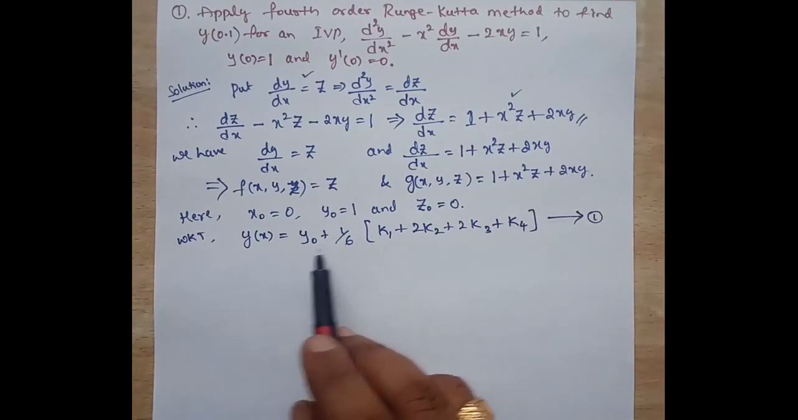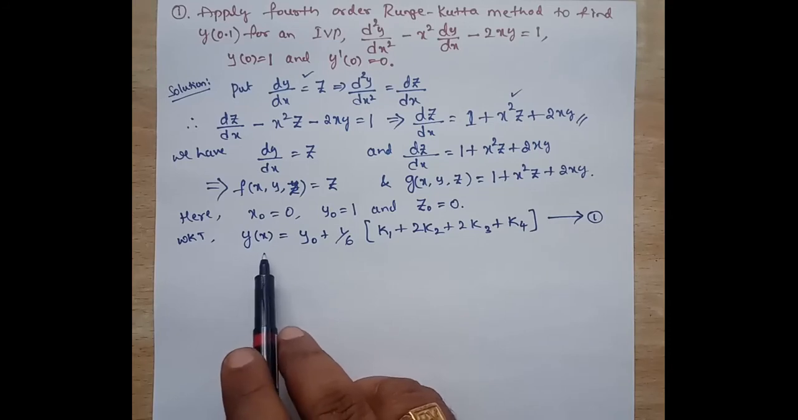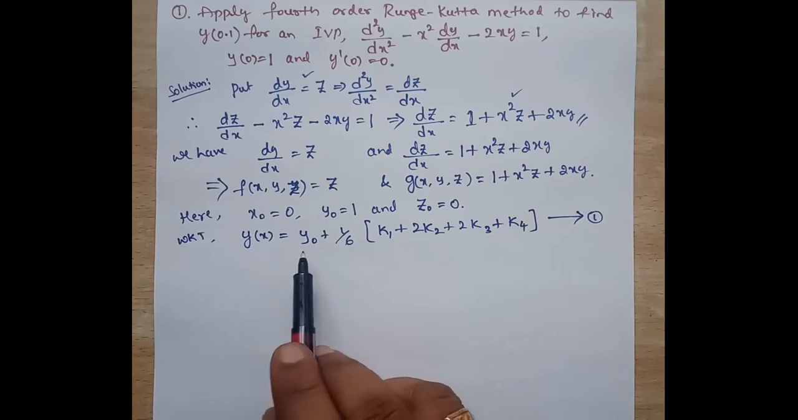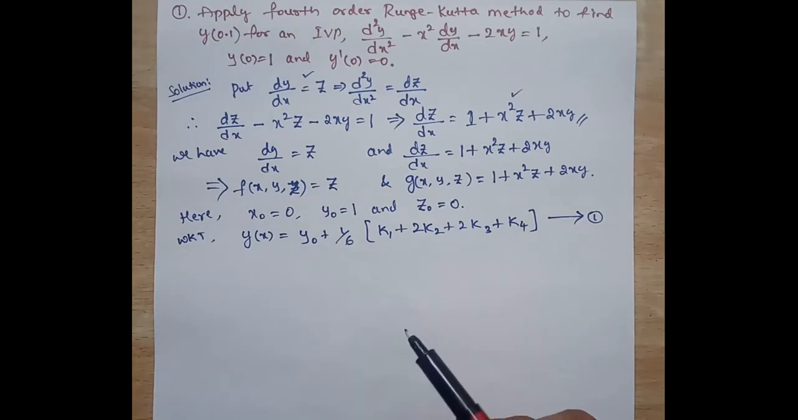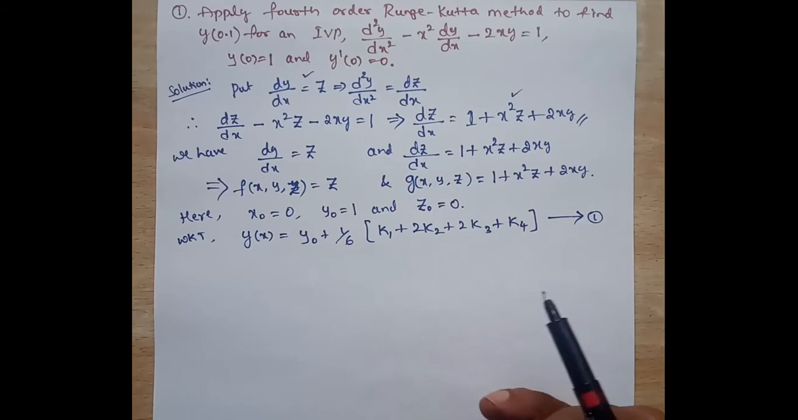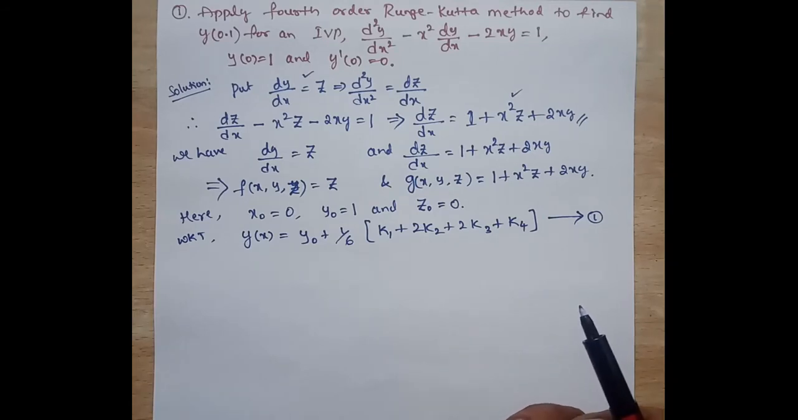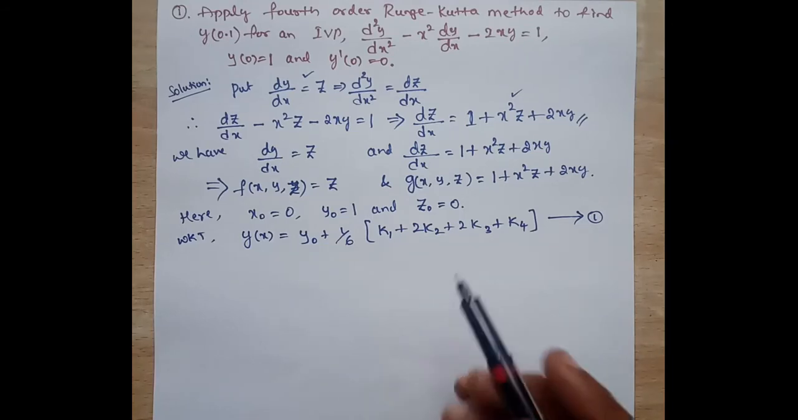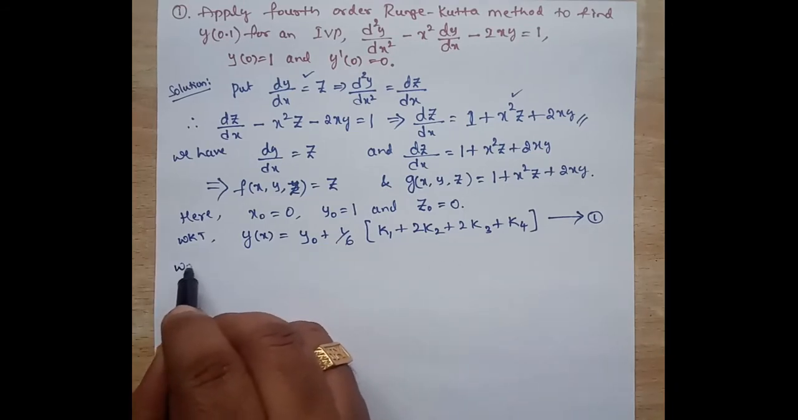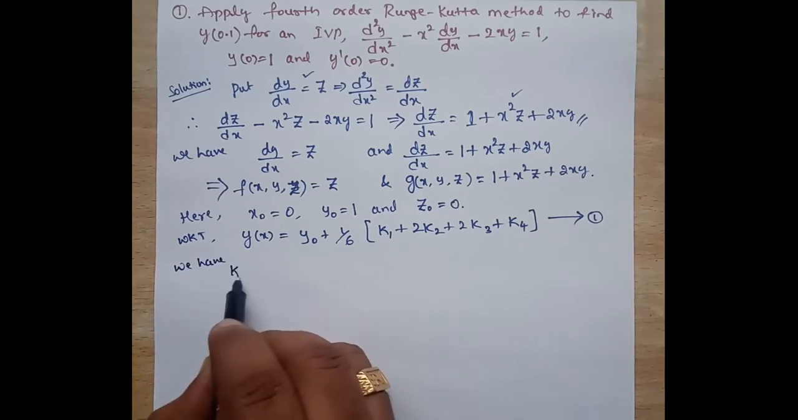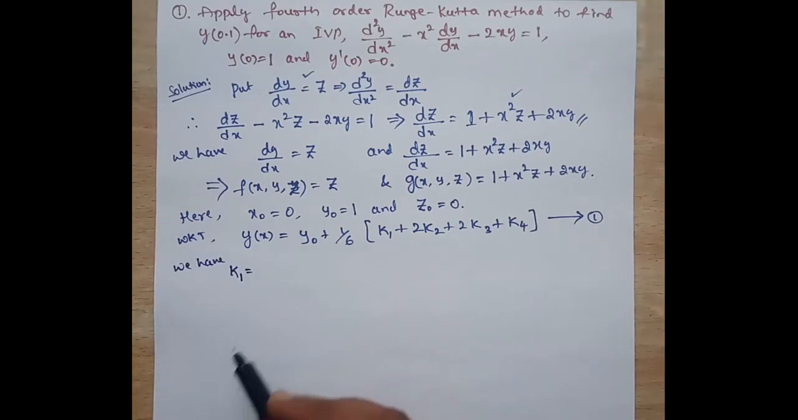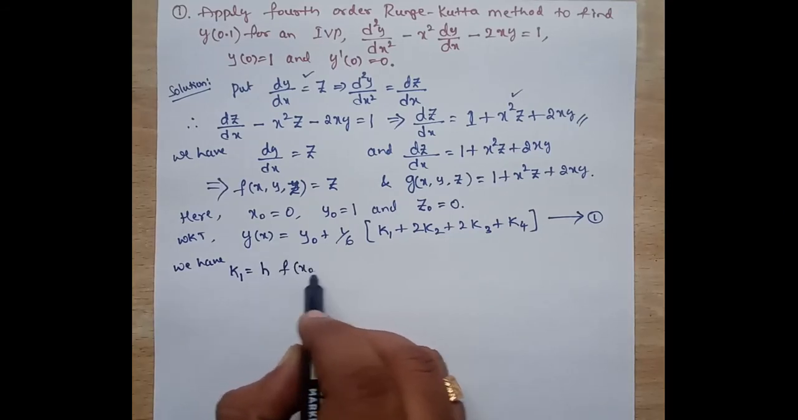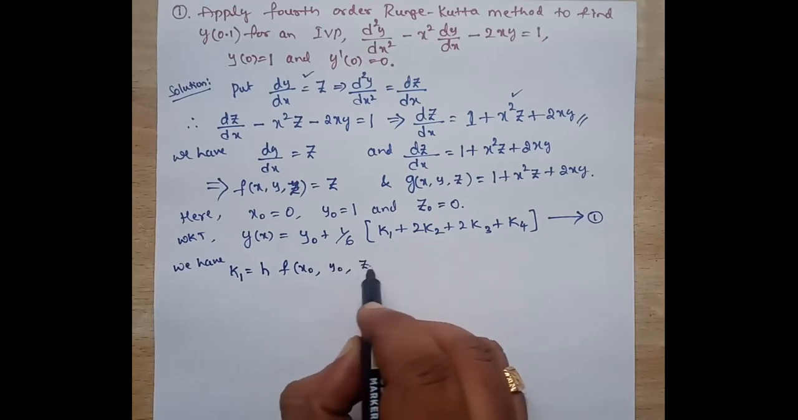So this is the formula which calculates the value of y at x. So x is 0.1 here. So it gives y of 1.1. You can calculate by using this. So your k1, k2, k3, k4 are the parameters. We have to calculate them. So let us calculate these ki's and we substitute here. So we have k1 equals. What is the formula of k1? So k1 is h into f of x naught, y naught, z naught.